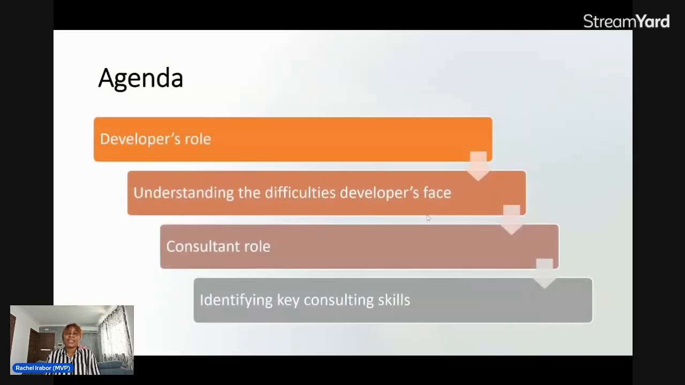So the agenda for today, we are going to be looking at the difficulties that developers face, and also we're also going to be looking at key consulting skills that are essential for developers.